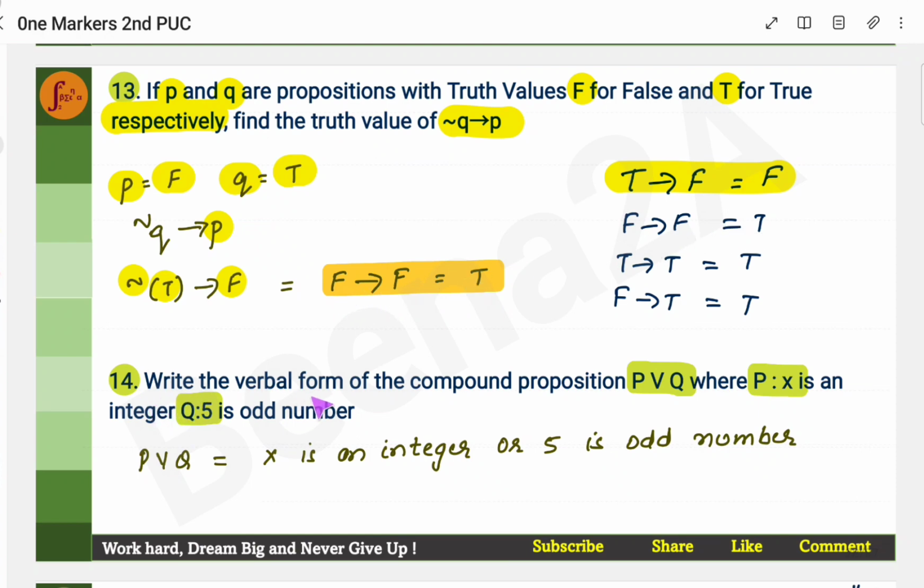Next one: write the verbal form of the compound proposition P or Q, where P is x is an integer, Q is 5 is an odd number. So you have two propositions: x is an integer and 5 is an odd number. You'll have to write it in the verbal form. Basically, you'll have to join these propositions, P and Q. How will you join? There is OR here. So simply put OR: x is an integer or 5 is an odd number. That's all. So this is the verbal form.